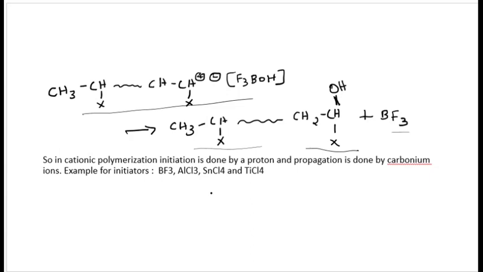So in cationic polymerization, initiation is done by the proton and the propagation is done by the carbonium ions. Examples for initiators are BF3, which I already told with the example. Next, another one is AlCl3, aluminum trichloride, SnCl4, TiCl4. These are the initiators that are commonly used in cationic polymerization.